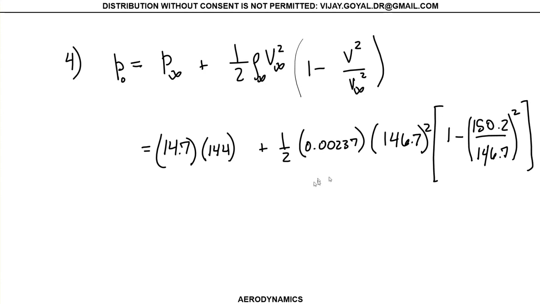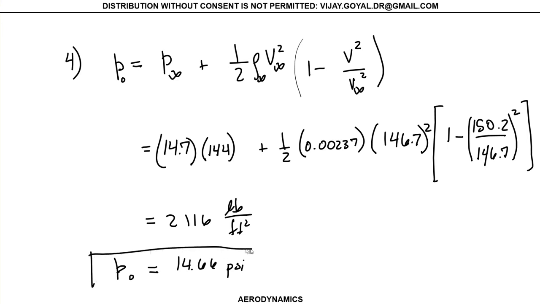So if you evaluate the whole thing, you will see that the value you get is 216 pounds per square foot. In other words, your stagnation pressure is 14.66 psi. Okay. So this is how we solve these problems.